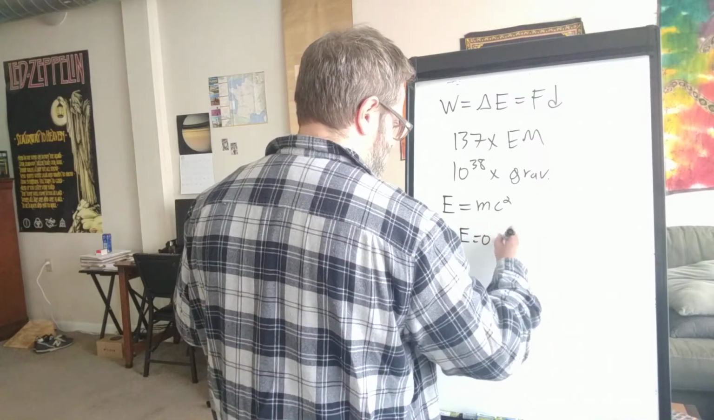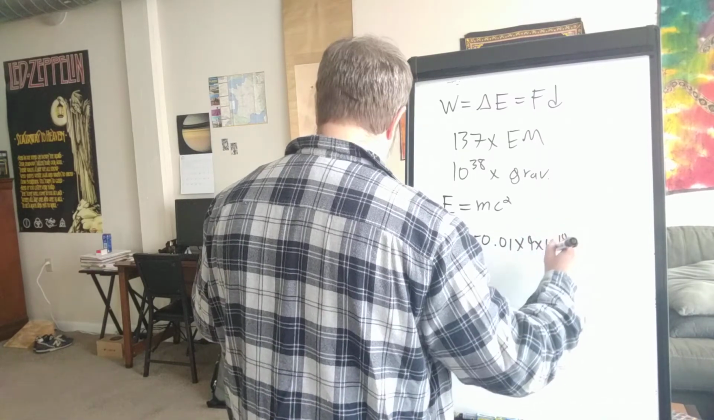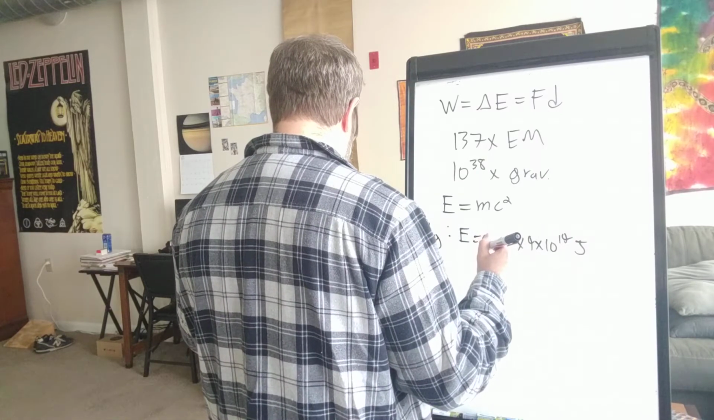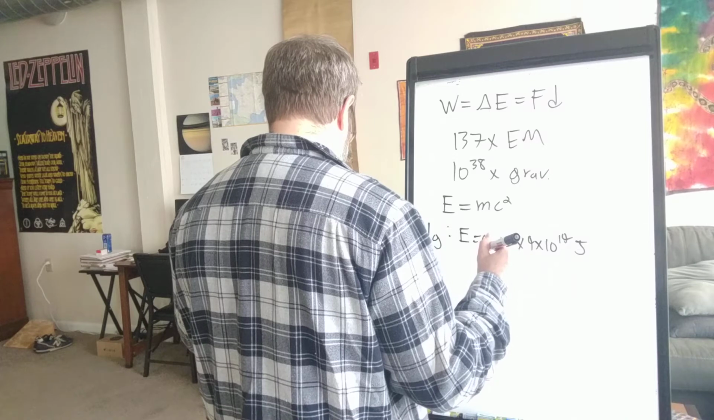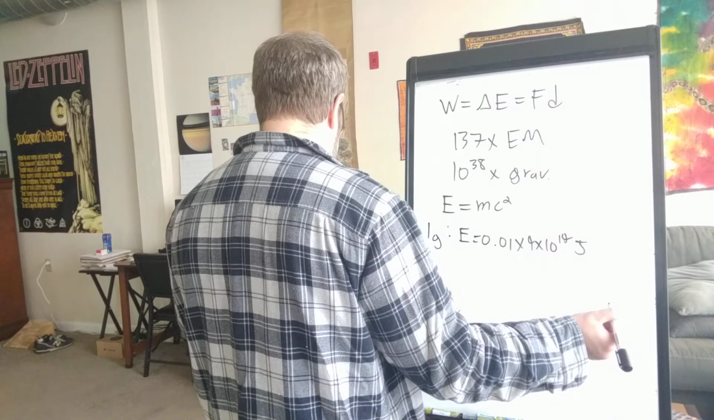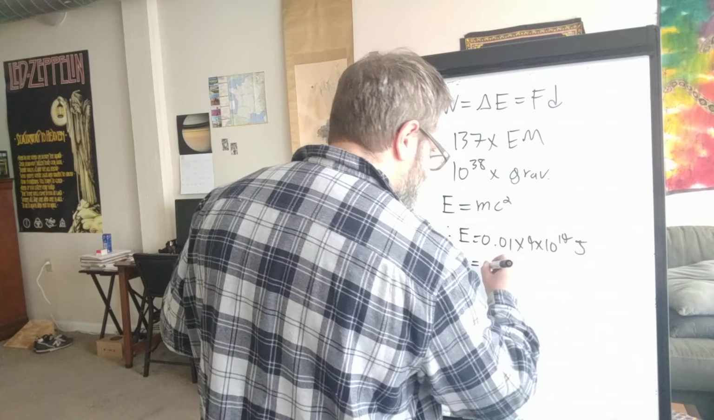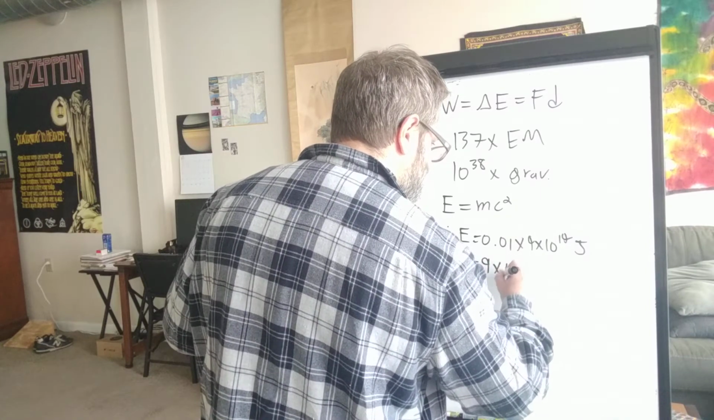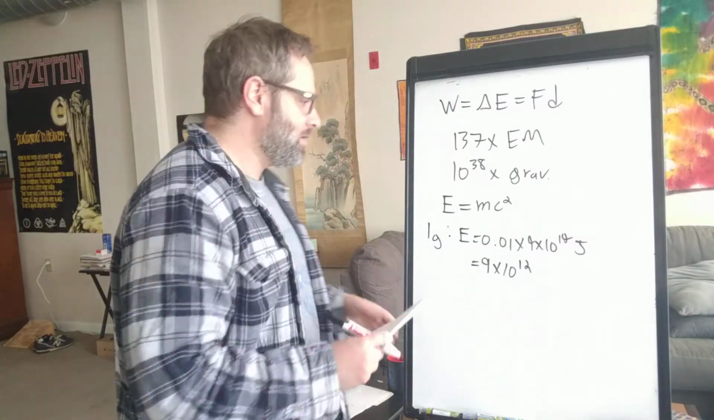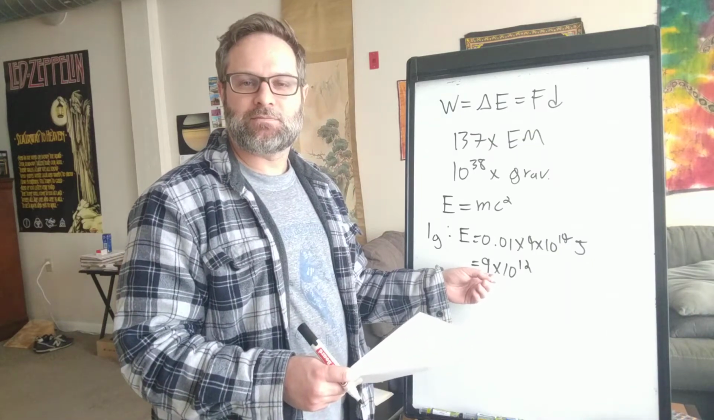So 0.01 times 9 times 10 to the 14 joules. Okay, well I can just do that because it's just moving a decimal point over. 9 times 10 to the 12 joules. Okay. So let's try and get an idea for how much 9 times 10 to the 12 joules is.